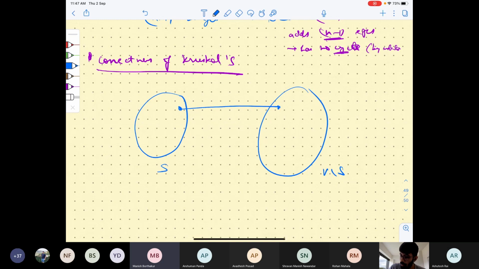Good. So let's say an edge VW is being added, and then we take S to be the graph spanned by, let's say, spanned by all the edges, right? A set of vertices, not graph.